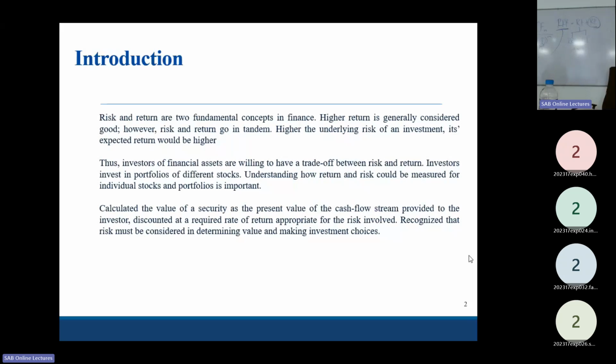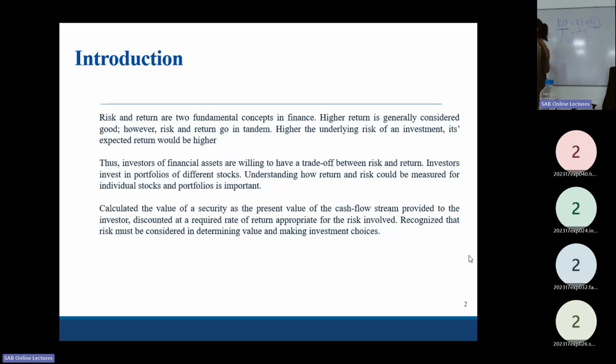As an investor, you should know how to calculate return and risk for a portfolio as well as for individual assets. We calculate the value of a security as the present value of the cash flow stream provided to the investor, discounted at the required rate of return. That is the appropriate discount factor for this particular risk level. This required rate of return is compensation for the risk.